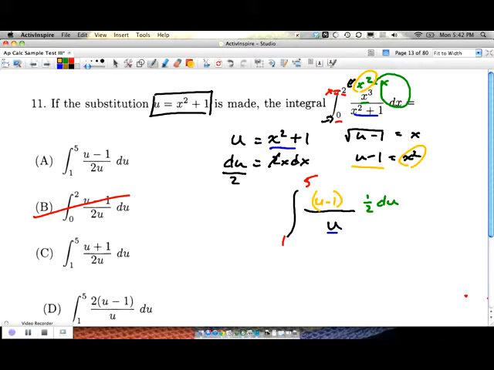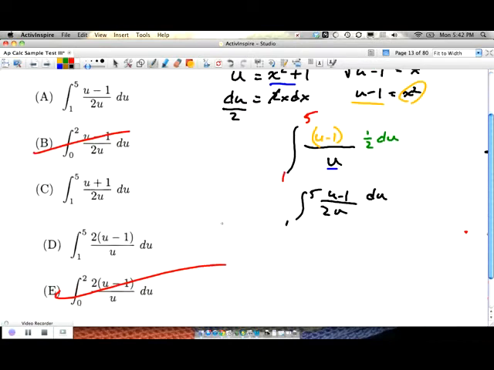So we've got to somehow put all of this together. Well, the boundaries, nothing really changes with those. This 1/2 can become a 2 on the bottom. And we have u minus 1 up top and du. Let's see if something matches that. Looks like it's going to be A, because we have the 2 on the bottom, the u minus 1 on top, and the u here. There we go.